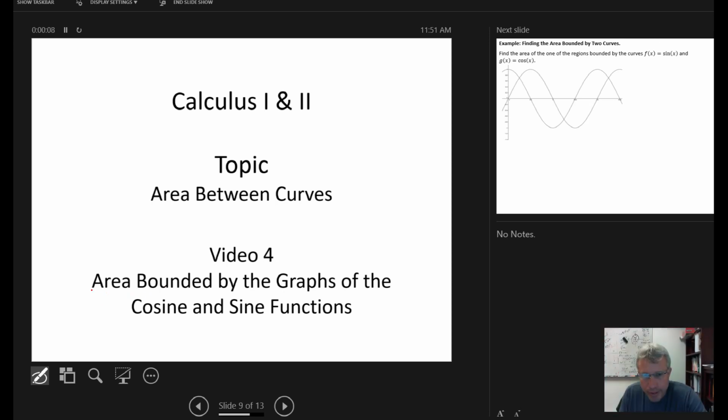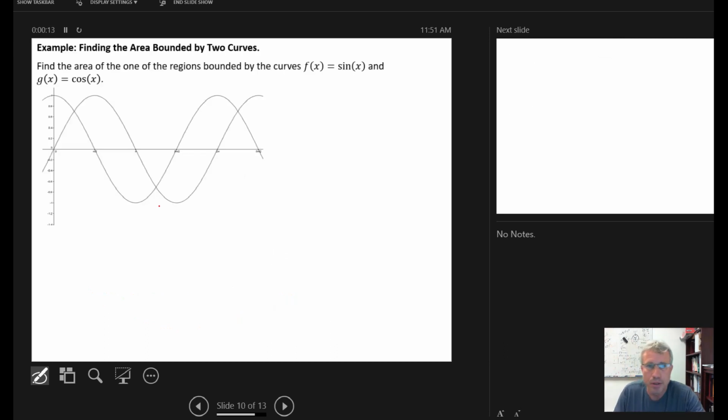So in this video, we're going to find the area bounded by the graphs of the cosine and sine functions. The graphs of the cosine and sine functions intersect each other infinitely many times, and we get regions that look like this or are a reflection of this region, and these bounded regions have the same area. So we have infinitely many areas that are exactly the same. What we want to do for this example is just find the area of one of the bounded regions. So we're going to find the area of this bounded region right here.